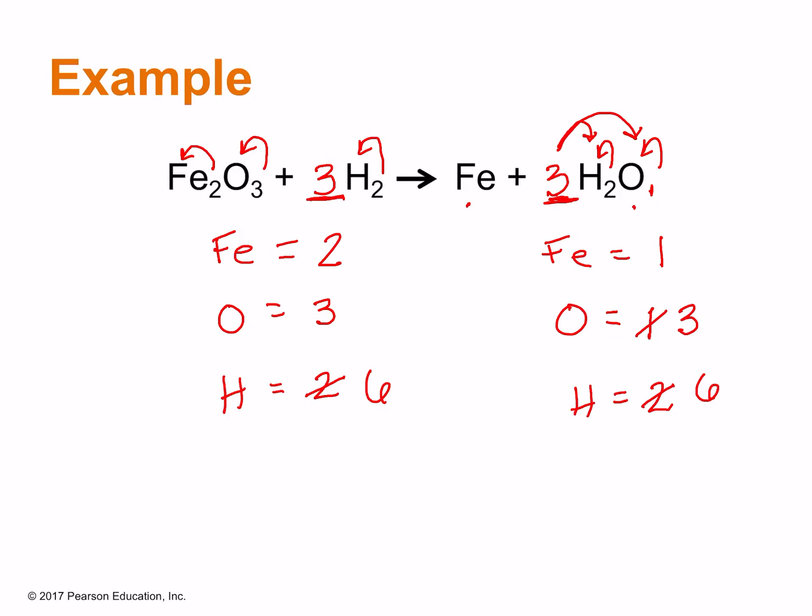and the last thing we need to do is balance our irons. So we have 2 on the left, only 1 on the right, so we put something out here that will multiply by this imaginary 1 to get us 2. So 2 times that imaginary 1 gets us 2 irons. So then we look. We have 2 irons on each side, 3 oxygens on each side, 6 hydrogens on each side. We are balanced. Ooh, but I can't spell.